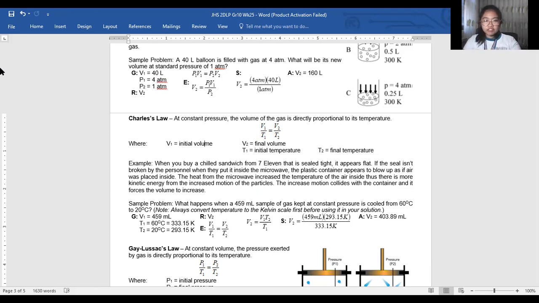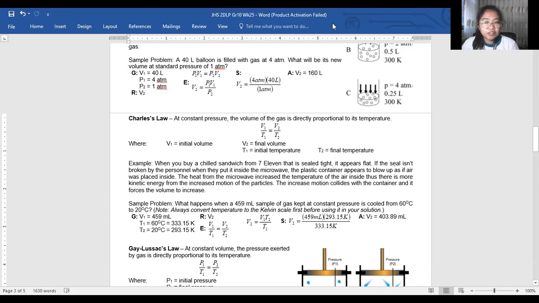Kasi, ang nangyayari doon, kapag naiinitan yung isang gas, nag-e-expand siya. So, tawag dito, at constant pressure, the volume of the gas is directly proportional to its temperature. So, lumalaki yung volume na inoccupy ng gas whenever there is a higher temperature. Bakit? Kasi nga, meron tayong increased motion of particles because of the increase in temperature.